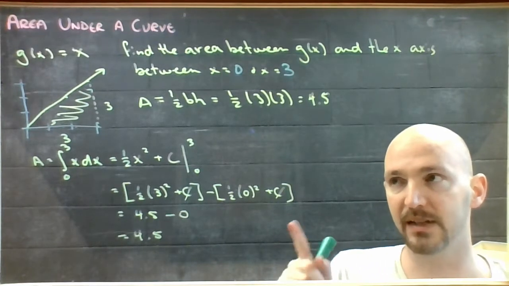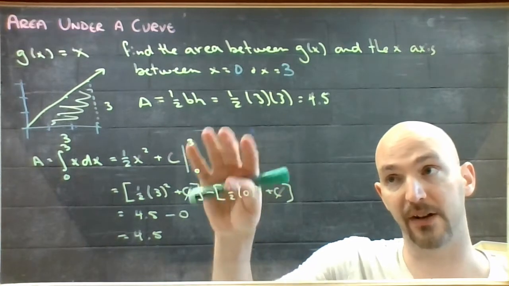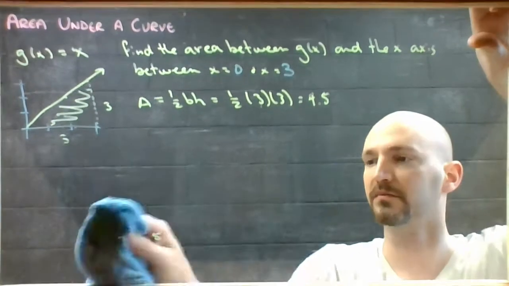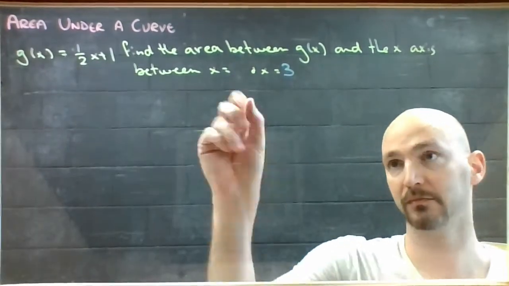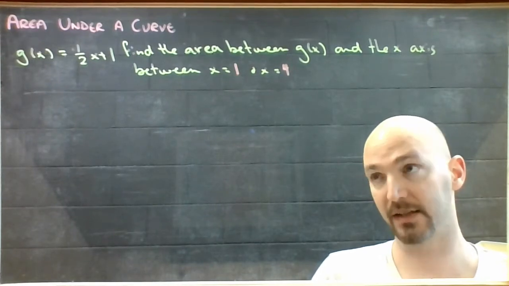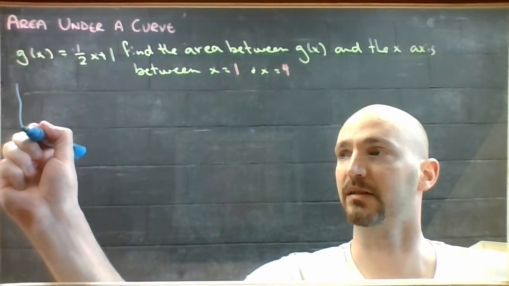So I'm going to erase this, and we're going to do one more simple one that we can do an area to compare, and then we'll try some more complicated functions. So now I have a line that has a slope and it has a y-intercept in it. So I'm going to have to sketch that.